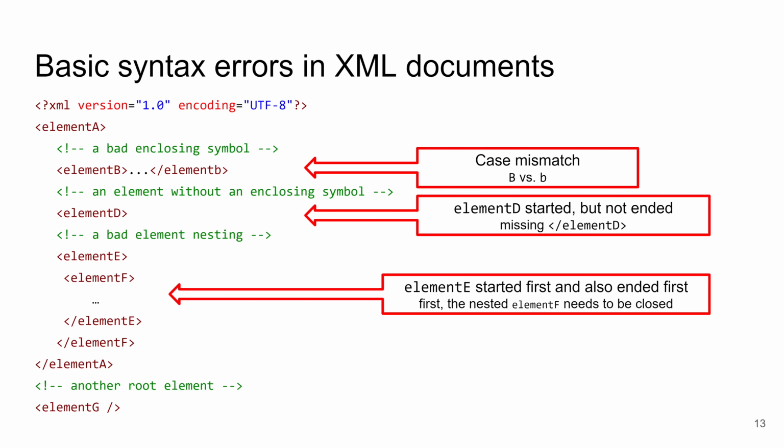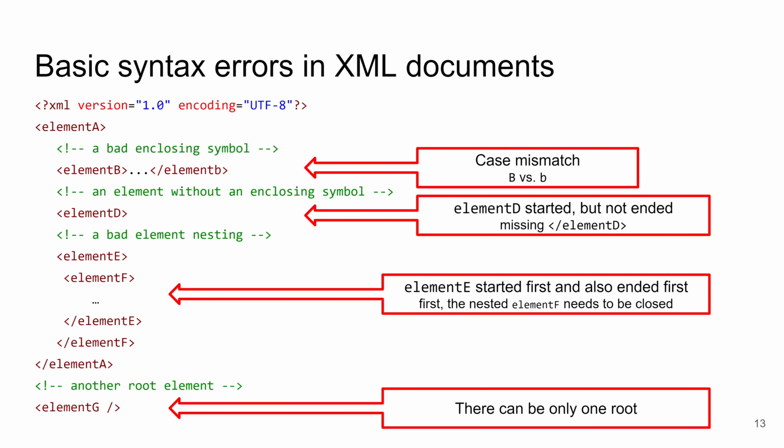Another common mistake is a nesting mistake. When you start one element and in its content you start another element. For instance, here the element F is the inner element, and then you try to end the outer element first before the inner element. So this is of course an error. And also an error is that you have multiple root elements. In XML documents you can have only one root element.